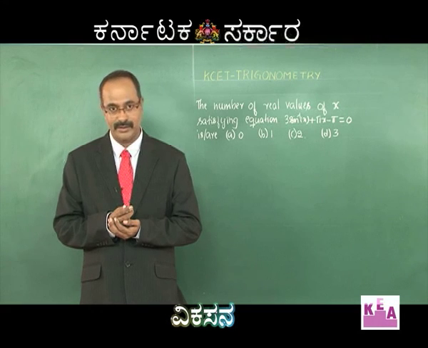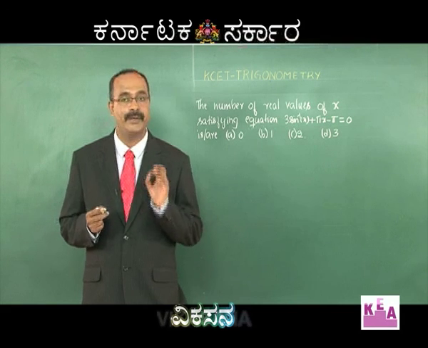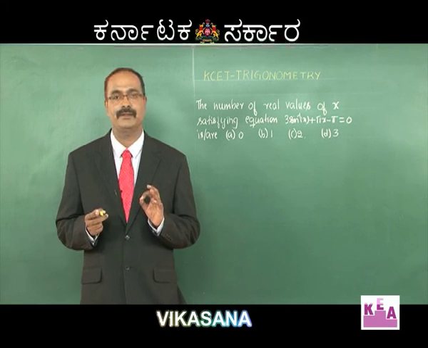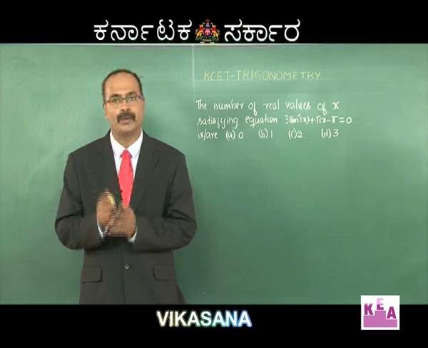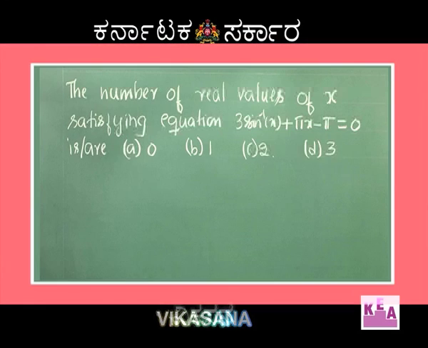Dear students, the graphical approach is the best approach in mathematics. Let us try to solve a problem using the graph. The question is, the number of real solutions of x satisfying the equation 3 sin inverse of x plus pi x minus pi is equal to 0 is: option A 0, option B 1, option C 2 and option D 3.